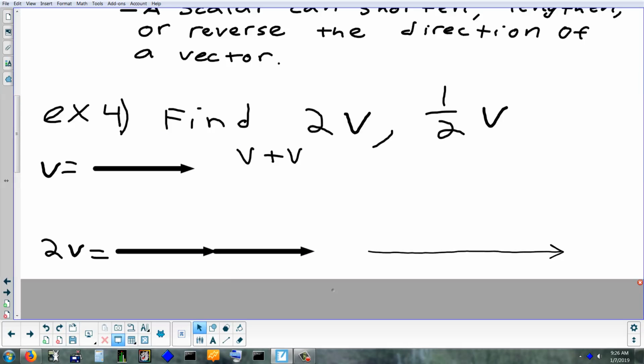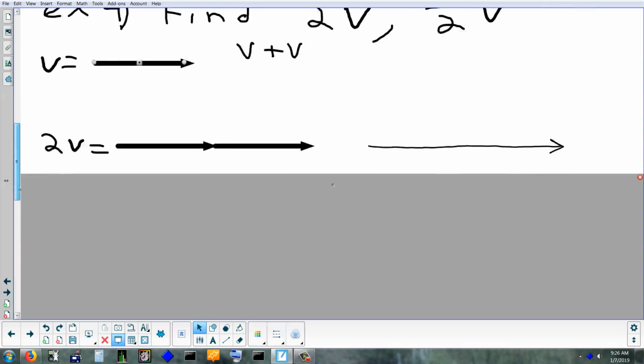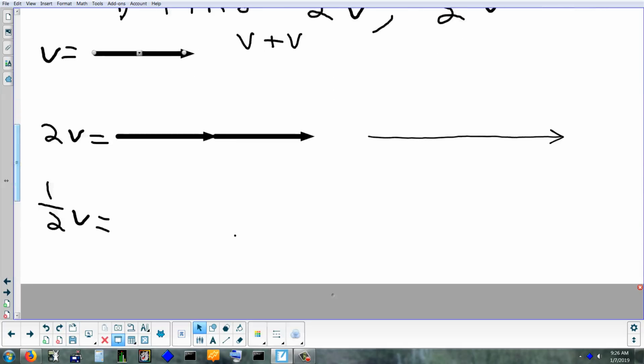What would that mean if this represented an object traveling? What's happening to the object now compared to before? Twice as fast. It's going twice as fast, but it's still going exactly the same way. Now 1/2 v, I don't really have a way to do that one exactly unless I get a ruler. So I'm just going to estimate. Oh, that's not half? You don't think so? I think it's pretty close. But yeah, if I had a ruler, you could make it better. Okay, so that's 1/2 v. Again, both of those are in the same direction, faster and slower.